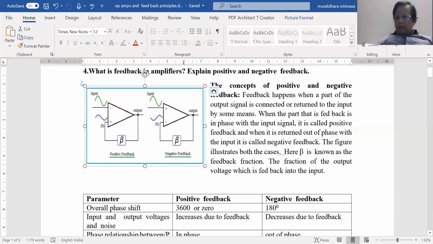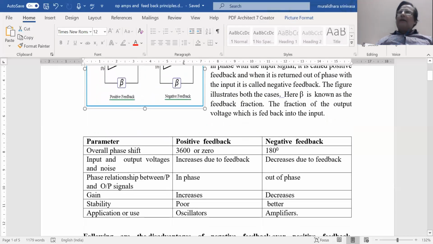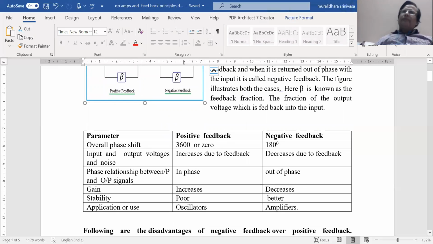Now we can also compare and contrast the two types of feedback. We can choose some 5 or 6 parameters based on which we can make a comparison. So if you make a comparison, then this is what we see. Overall phase shift: for a positive feedback, the amplifier provides a 180 degree phase shift. You return it to the opposite type of terminal, another 180 degree phase shift. So totally you get a 360 degree phase shift.